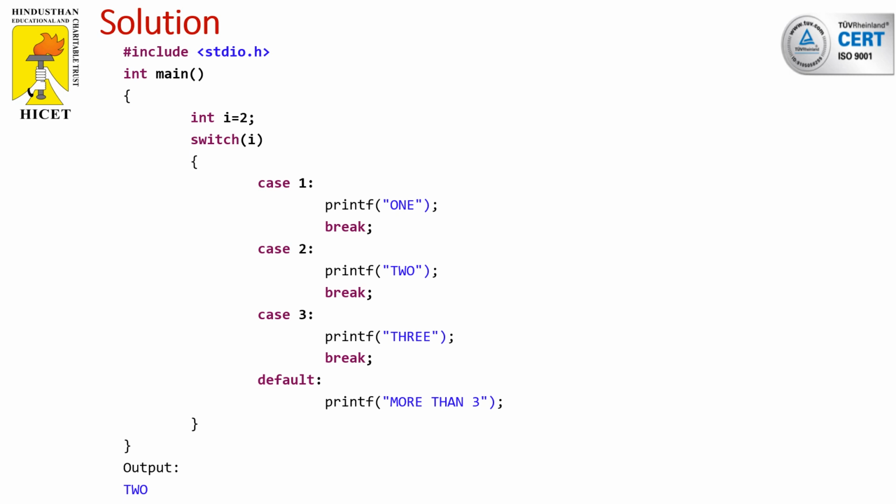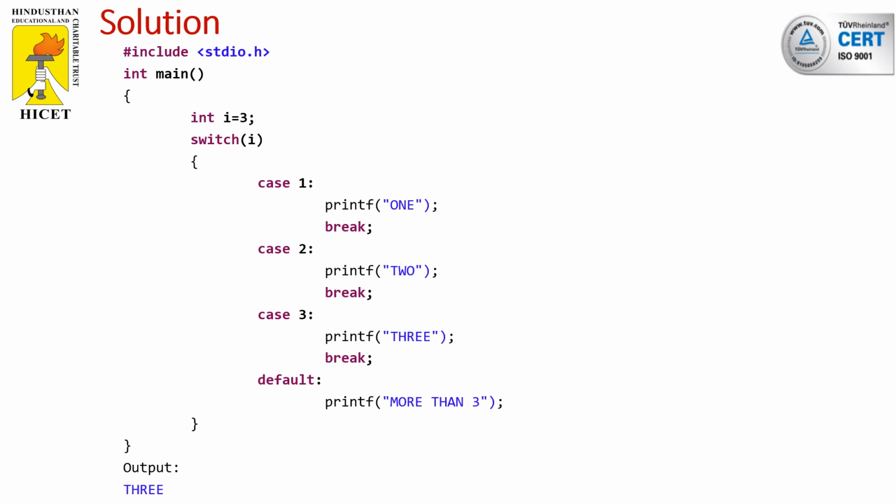Here the expression value for the switch statement is 2. The value of I is assigned as 2. First, 2 is compared with the case 1 constant. 2 equal to 1, the condition fails. Next it checks the next case value. 2 equal to 2, the condition is true. So the statements inside case 2 get executed, it prints TWO, and the next statement is break, so it comes out of the switch block.